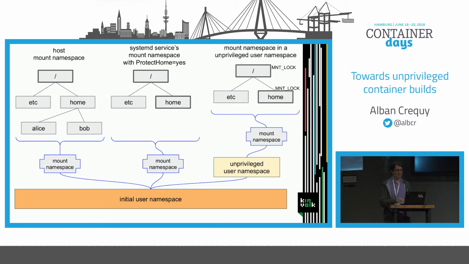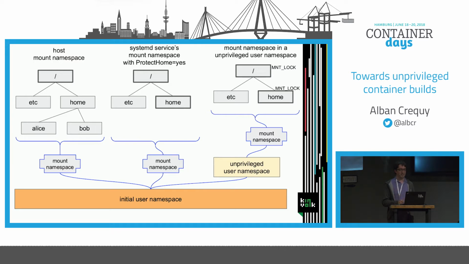Well, it doesn't work. The kernel tries to protect against this kind of thing. I will explain the kind of protection that happens here. On the left, I have the host mount namespace with the directories and the mounts. In the middle, I have a systemd service, and I use the option ProtectHome=yes. What it does is a mount on /home to make it read-only or hide it.